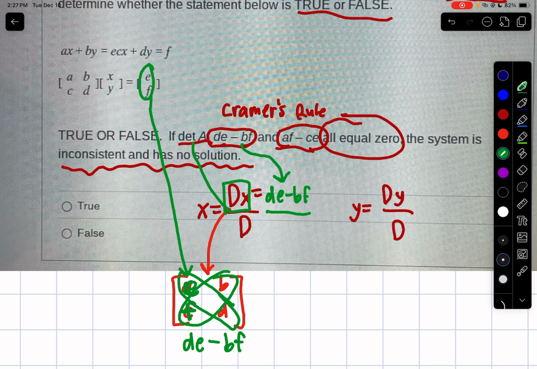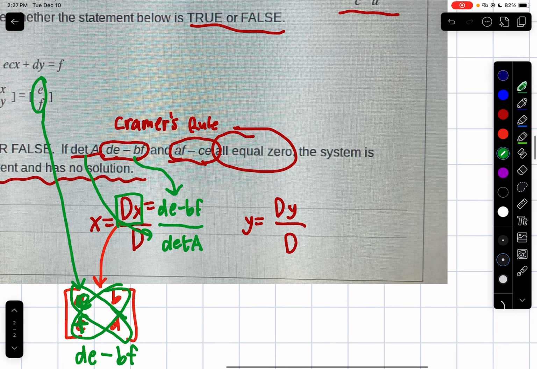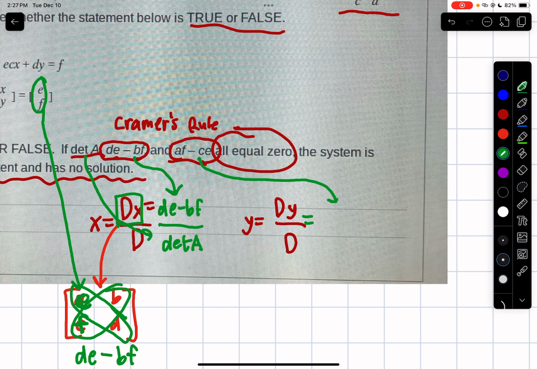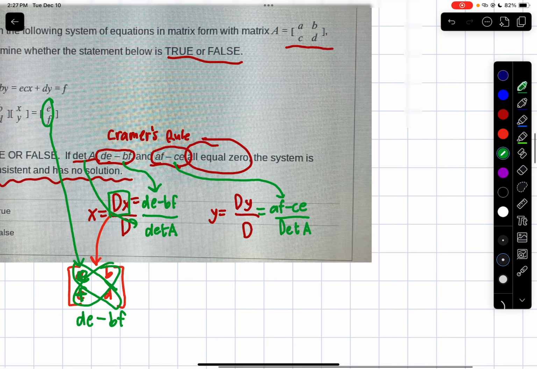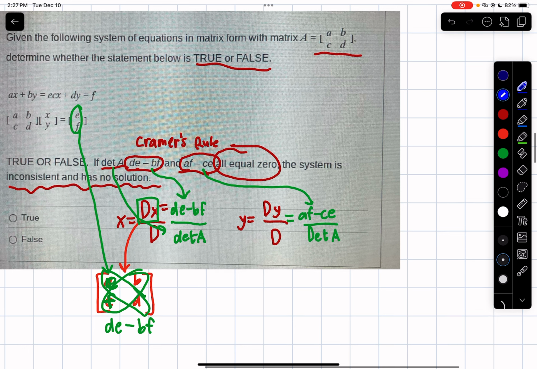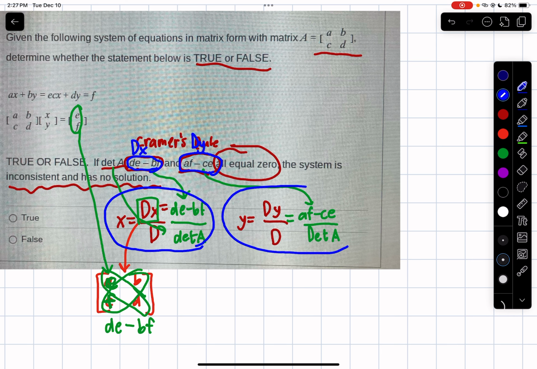So dx, long story short, is DE minus BF, and this part, determinant A, is on the bottom. That's the d. And then dy is AF minus CE, and again, d is just the determinant of A. To summarize, this part means dx, this part means dy, and I know that this is the setup of Cramer's rule.